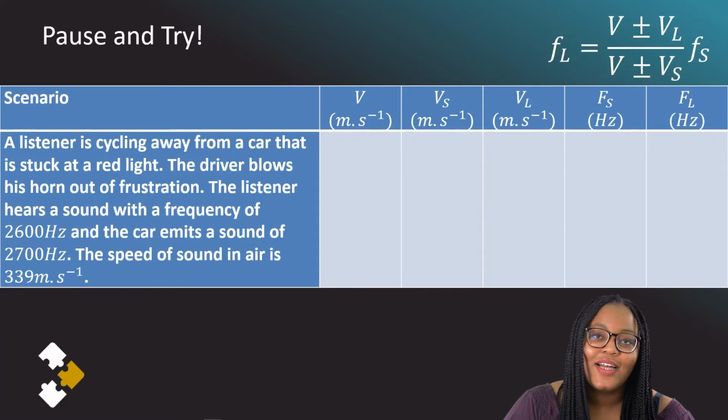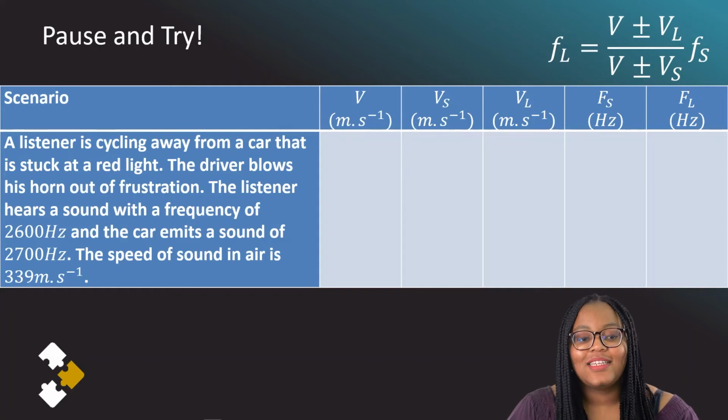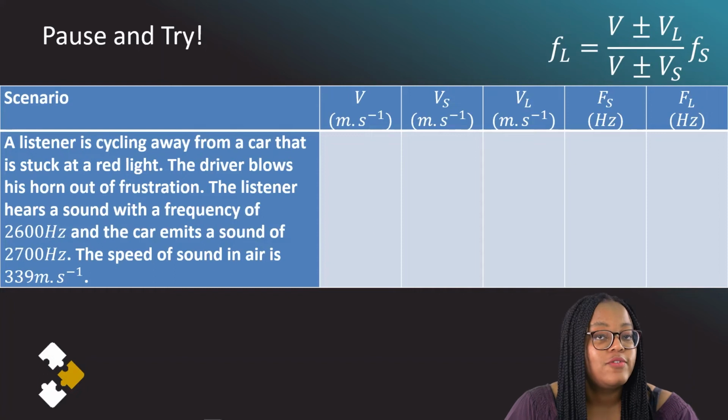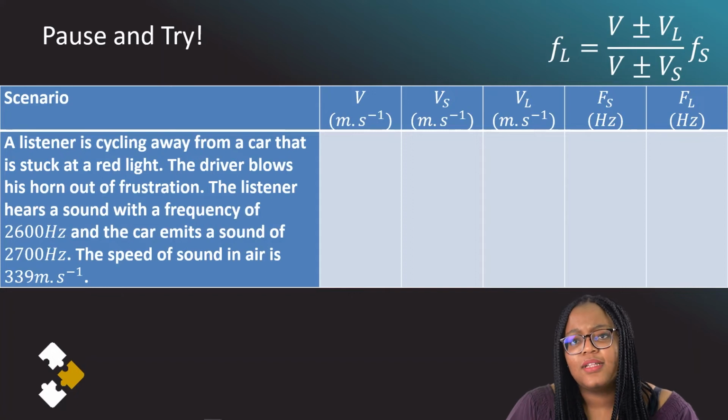Okay, now that you've had an opportunity to attempt this example, let's see how you did by doing this together. We've been given the scenario that a listener is cycling away from a car that is stuck at a red light. The driver blows his horn out of frustration. The listener hears a sound with a frequency of 2,600 Hertz and the car emits a sound of 2,700 Hertz. The speed of sound in air is 339 meters per second. Let's go ahead and fill in this table.